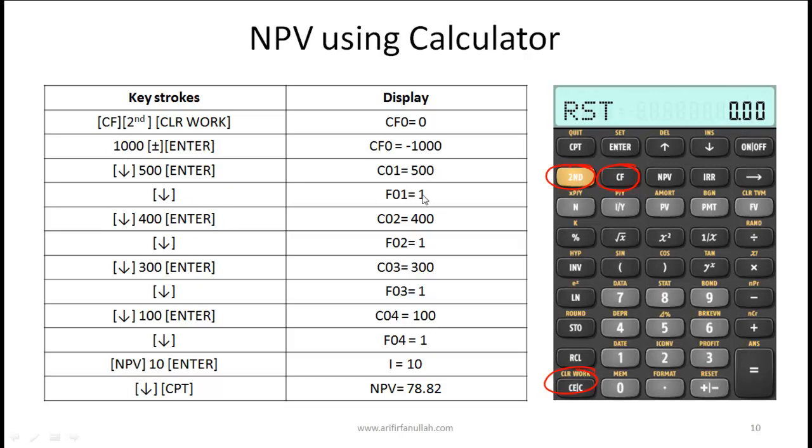You will see F01, which stands for frequency, so that 500 is just happening once, and then you make the rest of the entries. Once you are done with the fourth entry, hit the NPV button, and enter 10 to indicate that the cost of capital here is 10%, and hit enter. Finally, down arrow again and compute, and the calculator will give you the NPV. Just for practice, make sure you do this for both project A as well as project B.